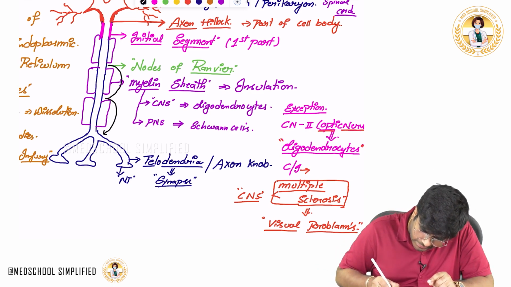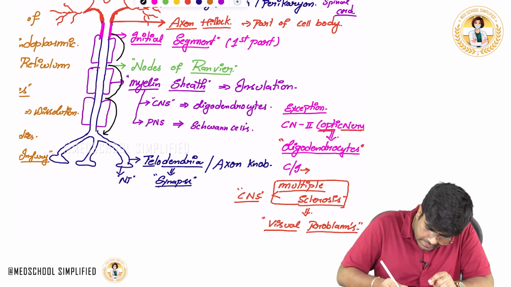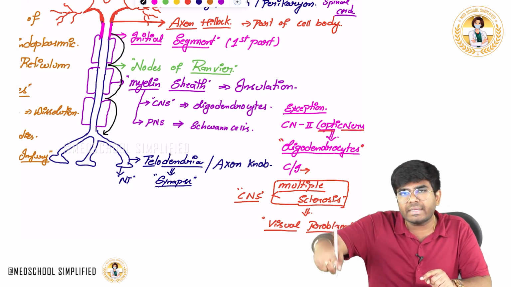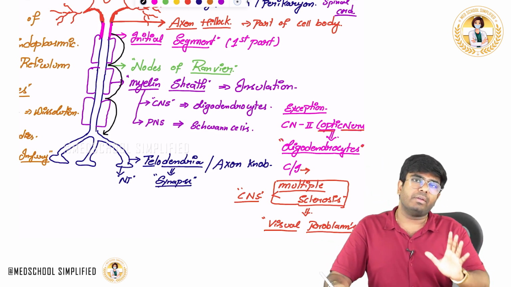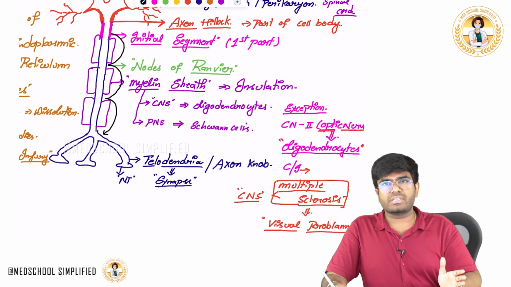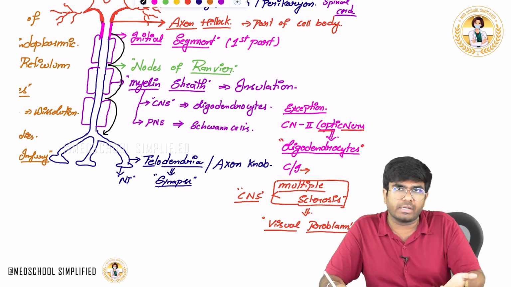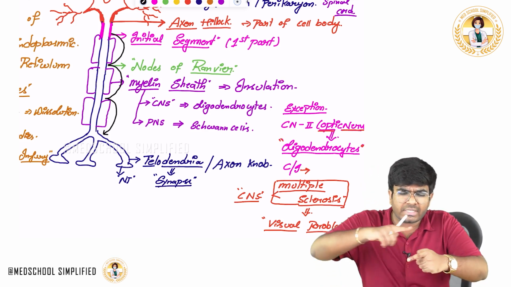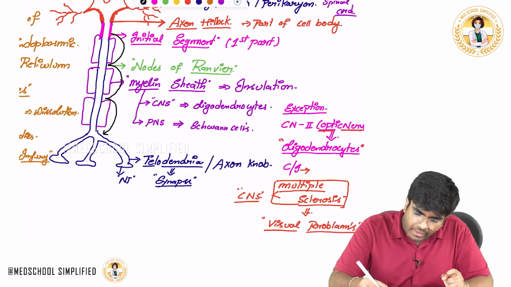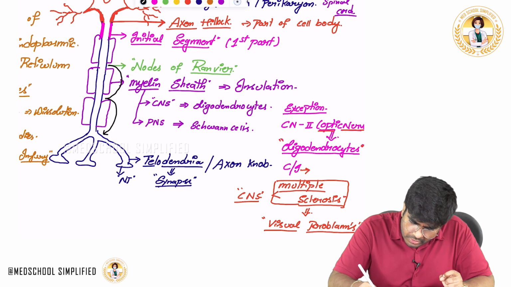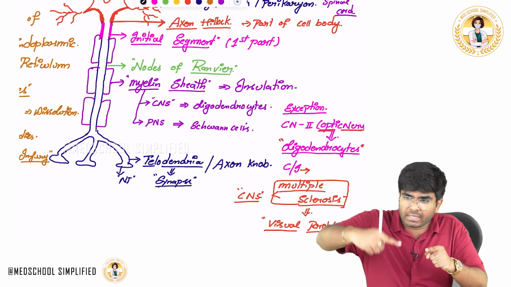This is called saltatory conduction. The electricity is jumping. This is called saltatory conduction of the action potential, which we will discuss in the next video, along with the resting membrane potential. Later we will discuss what an action potential is and saltatory conduction, and how this electricity is transmitted in the axon. But for now, you should know that in the nodes of Ranvier, this electricity is jumping.